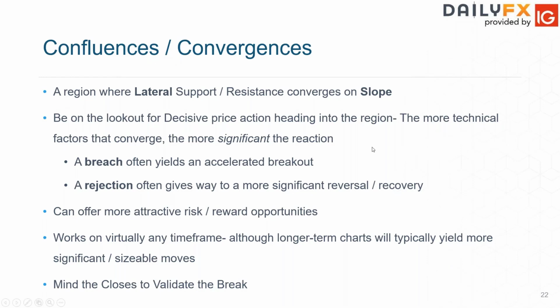So you look for decisive moves off these regions. Again, no dilly-dallying, right? If we break through, you look for an accelerated run. If we reject, you look for a more significant reversal or recovery. These confluence regions can oftentimes be the most attractive risk-reward ratios because what is the objective when we're trading, guys? As a rule of thumb, if you're wrong, you want to be wrong fast. I want to be wrong quick. I don't want to sit in a losing trade and stare at it. If I'm going to be wrong, I want to be out quick, right?